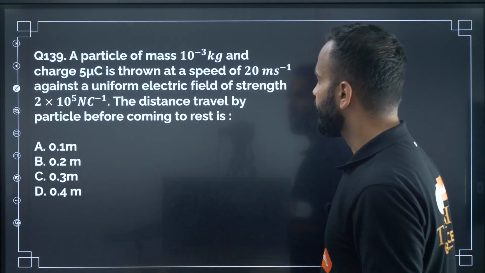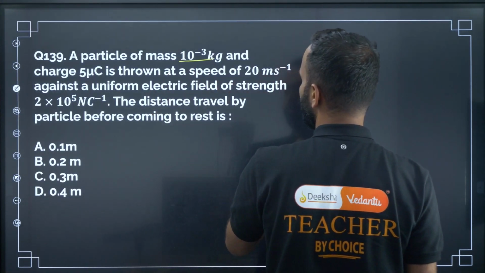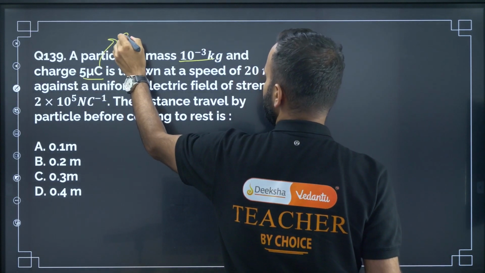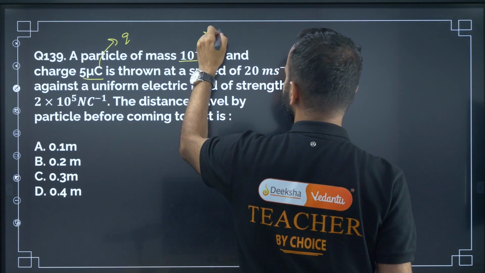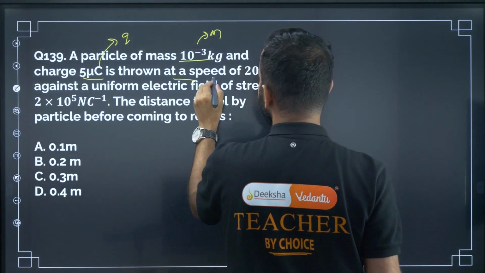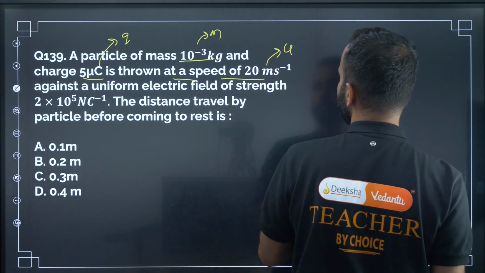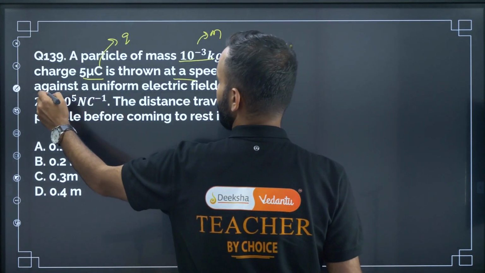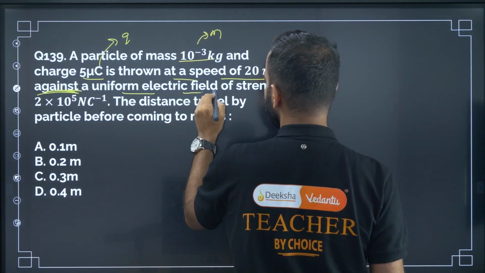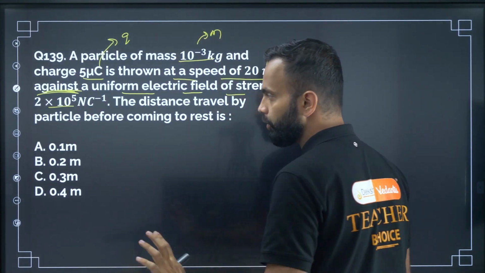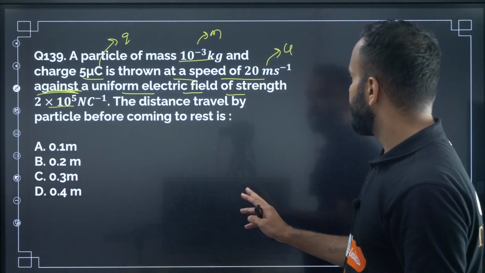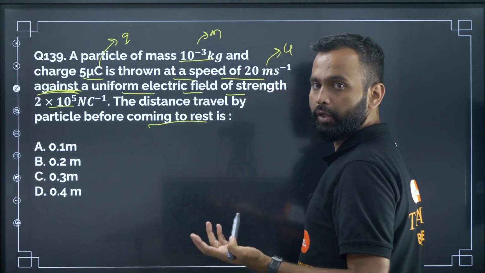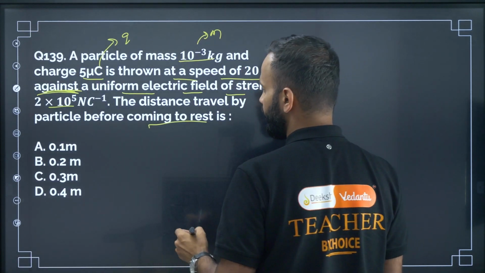Question number 139. A particle of mass 10 to the power minus 3 kg and charge 5 microcoulomb, here Q equal to 5 microcoulomb, M equal to 10 to the power minus 3 kg, is thrown at a speed of 20 meter per second. That is, the initial speed of the particle is 20 meter per second against a uniform electric field of strength 2 into 10 to the power 5 Newton per coulomb. The distance traveled by the particle before coming to rest, that is, the final velocity of the particle is 0, right?